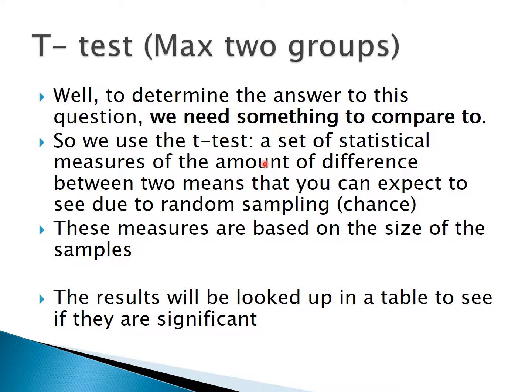So again, the t-test is used to measure the amount of difference between two means that you can expect to see due to random sampling or chance. The measures are based on the size of the samples. The results will be looked up in a table, and the table will give you an answer, and usually with the analysis tools you use, it'll tell you whether it is statistically significantly different or whether there isn't a significant difference between the two groups that you're looking at.